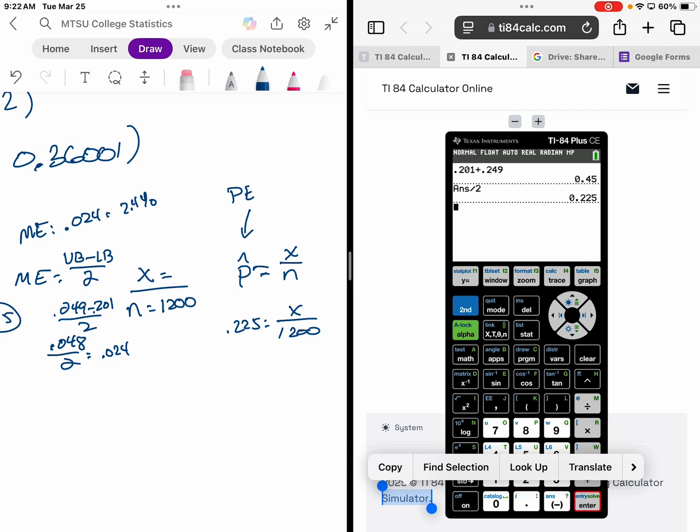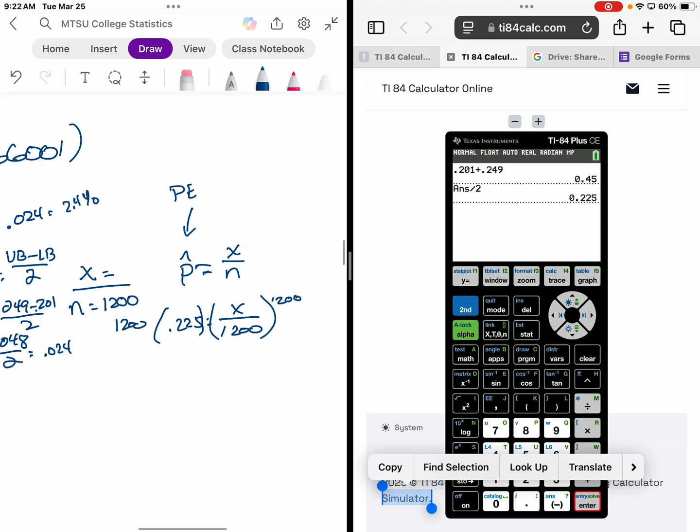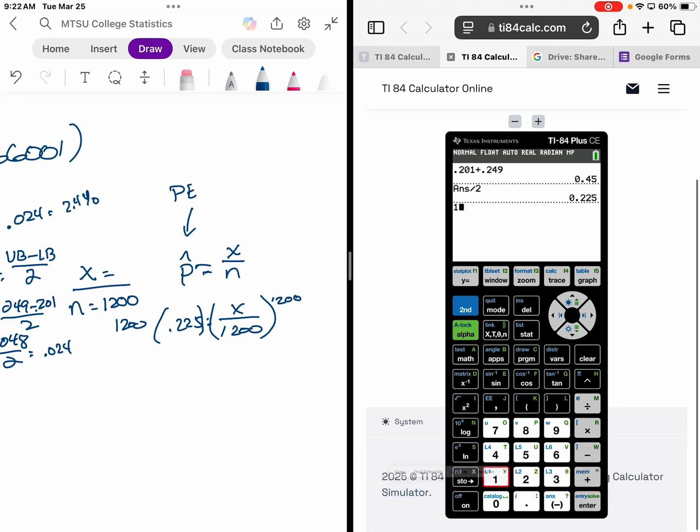So inverse operations: if we multiply both sides by 1,200, and we go 1,200 times 0.225, I find out that X is equal to 270. So in that sample of 1,200, whatever the scenario is, 270 of them met the criteria of whatever the situation in the word problem was.